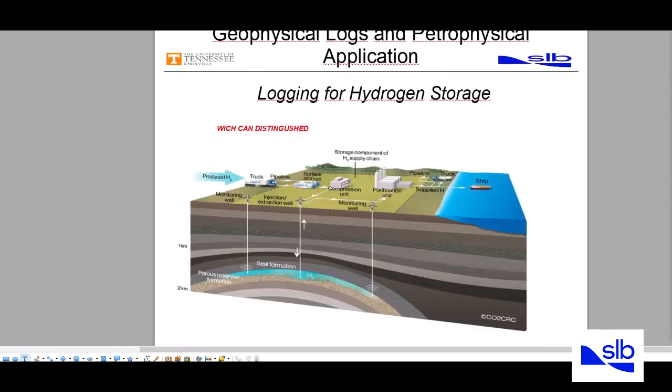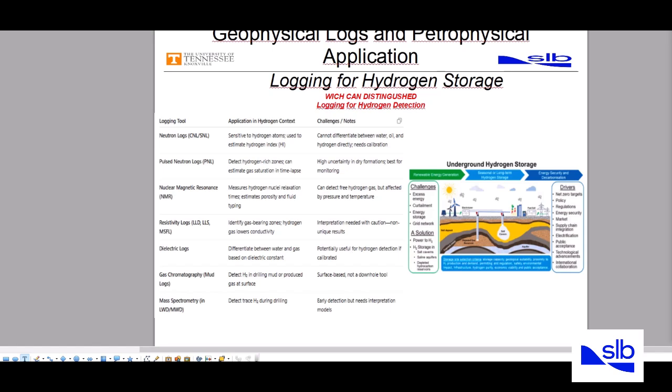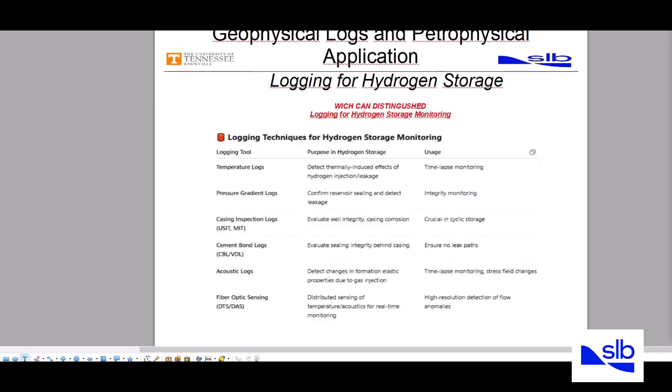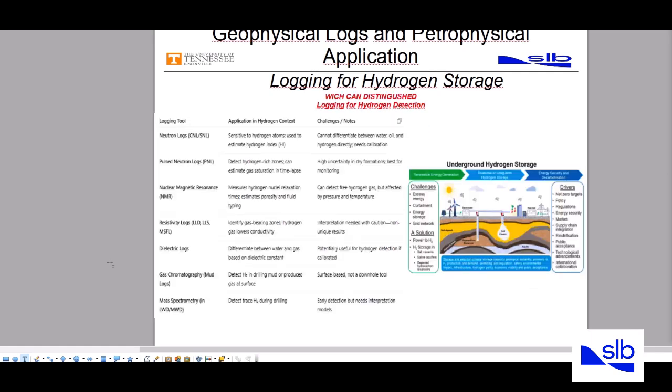So it's clear that you have this kind of techniques, and we also have temperature. These are the principal techniques you need to remember: nuclear magnetic resonance, resistivity logs, and gas chromatography. This is the first tool during exploration, and this is the second tool during the drilling exploration.